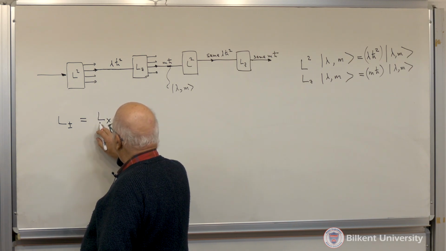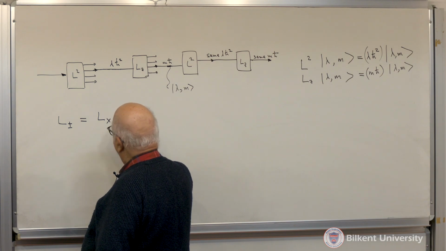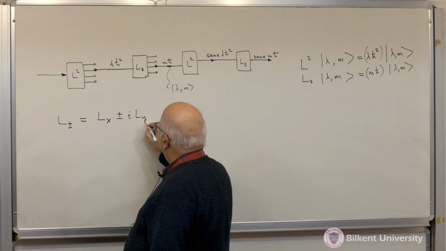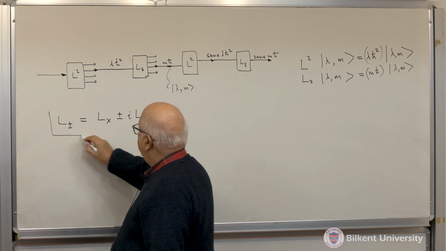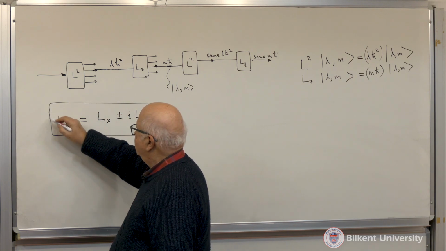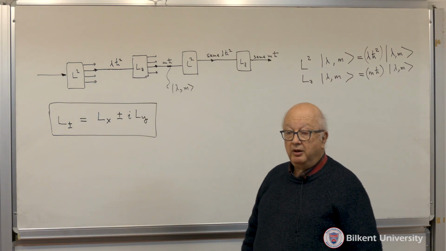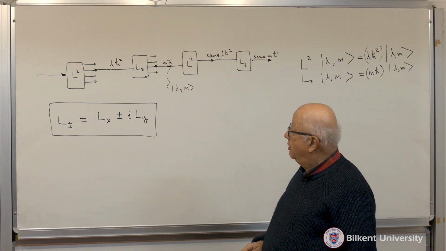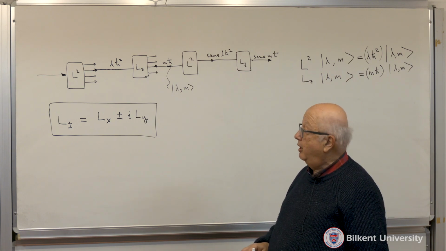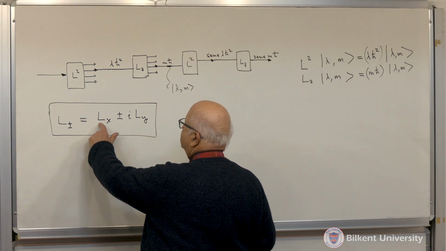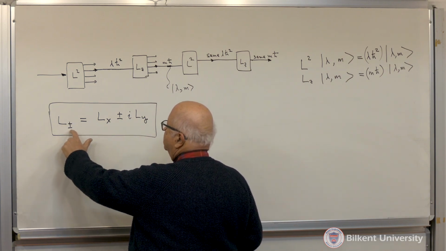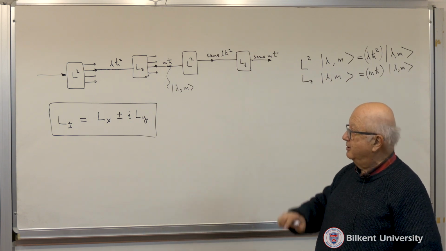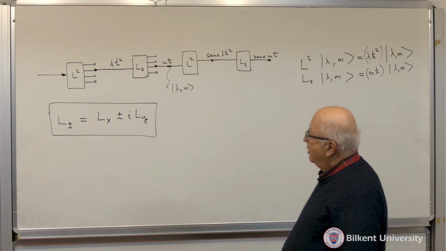So it's going to be Lx plus or minus, depending on whether I have a plus or minus here, I Ly. These are my L plus or minus operators. Is this for Lz? No, these are Lx and Ly. L plus is defined as Lx plus I Ly. L minus is defined as Lx minus I Ly. So there's no Lz in this. But now we are going to see what happens.